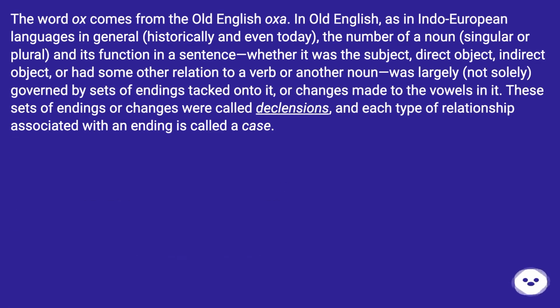In Old English, as in Indo-European languages in general, historically and even today, the number of a noun, singular or plural, and its function in a sentence, whether it was the subject, direct object, indirect object, or had some other relation to a verb or another noun, was largely, not solely, governed by sets of endings tacked onto it, or changes made to the vowels in it. These sets of endings or changes were called declensions, and each type of relationship associated with an ending is called a case.